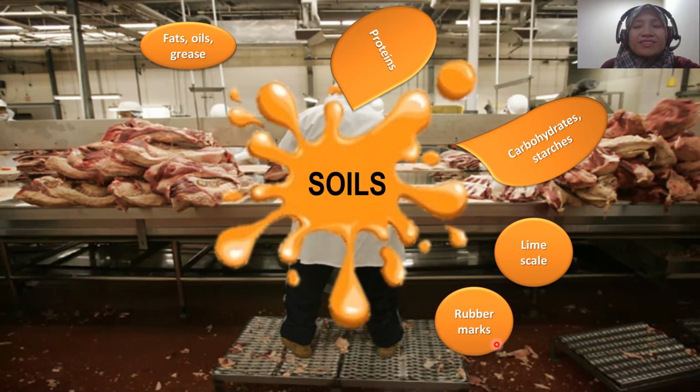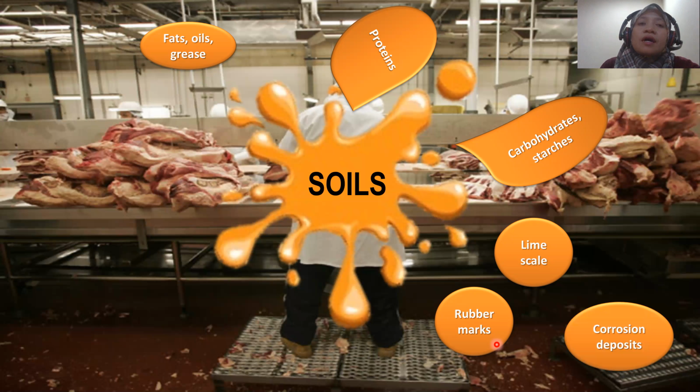Then rubber marks. I hope you are not surprised by this. Rubber marks are also considered soils in the food industry. This is commonly seen on the floor due to tire marks from forklift trucks. Corrosion deposits are normally found on metal due to reaction between water or moisture with metal surfaces such as steel, zinc, aluminium, and brass.